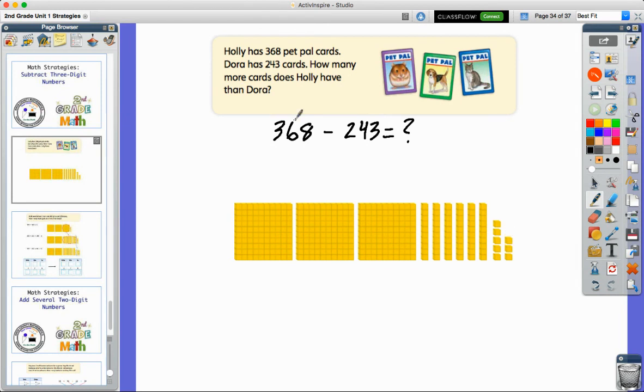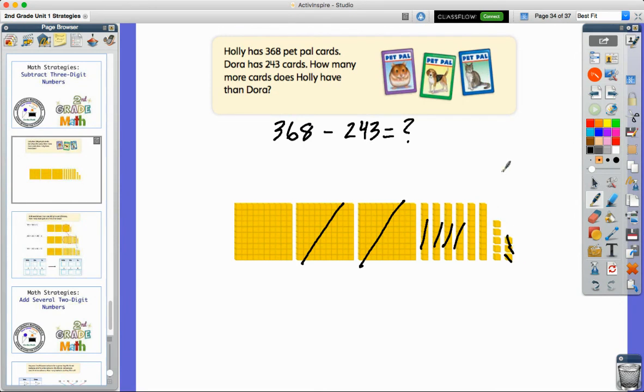And to model this, we can just mark out or take away Dora's amount of Pet Pal cards. So I'm going to take away, I can start with my hundreds if I want. I'm going to take away 2 of the hundreds. I'm going to take away 4 tens. So 1, 2, 3, 4. And then I'm going to take away 3 ones. 1, 2, 3. All right.